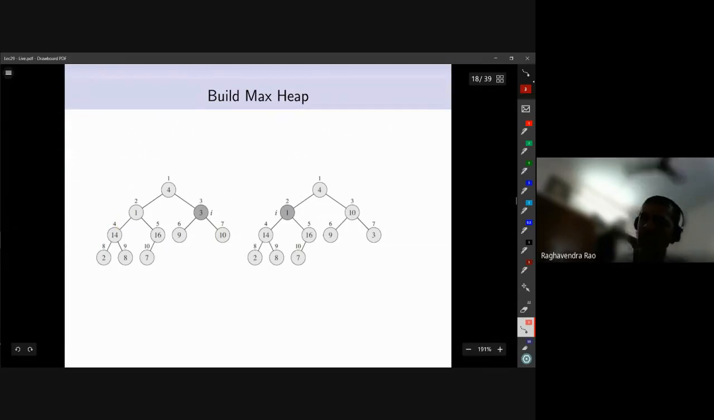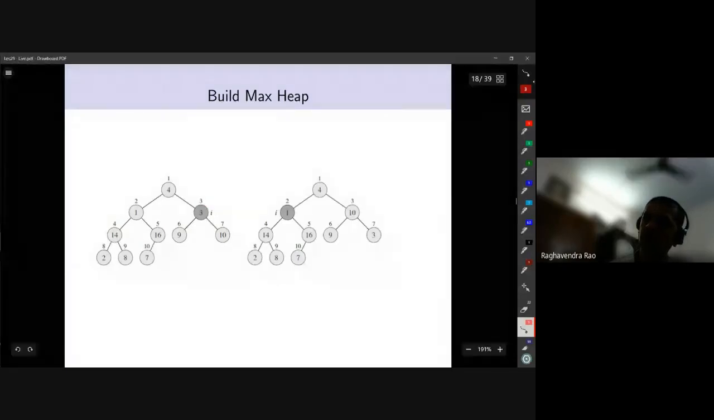Now I becomes 3, that is index position 3. The value here is 3. Now you run Heapify on 3. So what will happen? 10 will come above, right?